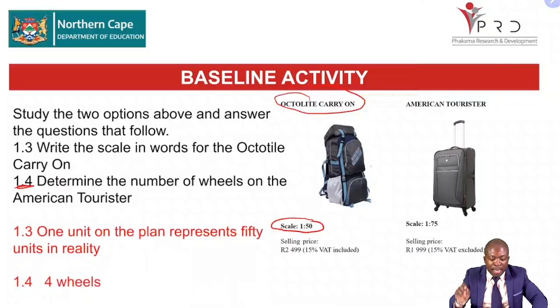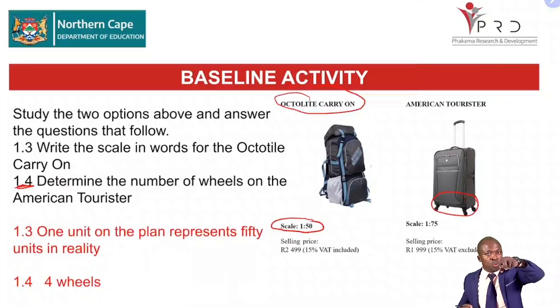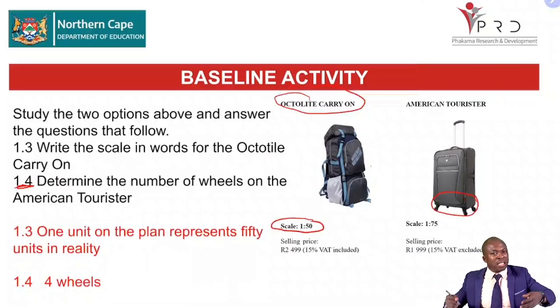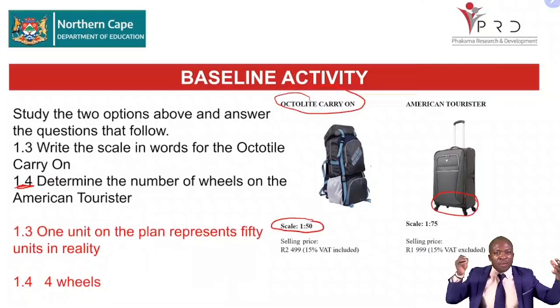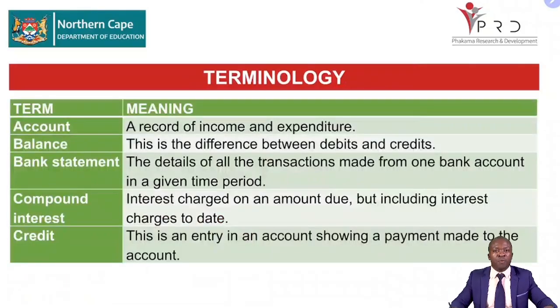Okay, so let's look at question number 1.4. It says determine the number of wheels on the American Tourister. This one. How many wheels are there? 4. But this was a past paper where we even accepted 8 because some of the wheels are 2. So we consider that some learners can say it's 8, others can say it's 4. But in either case, whether you write the 4 or 8, we'll give it to you.